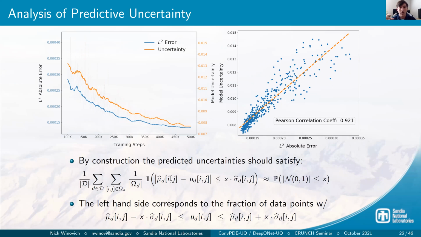So to get an even better idea of how this uncertainty is working, and namely to quantify some of those points that I showed earlier where the error was actually larger than the uncertainty, I was interested in looking throughout our entire data set. If we look at all of our data examples and every pixel inside of the domains for those data sets, how often is the true solution within, say, 1 standard deviation or 2 or 3 standard deviations relative to our predicted uncertainty? So how often does this occur?